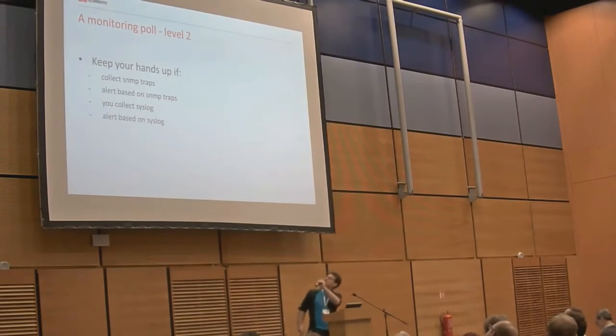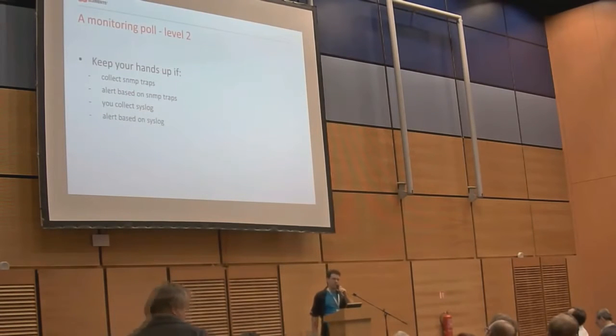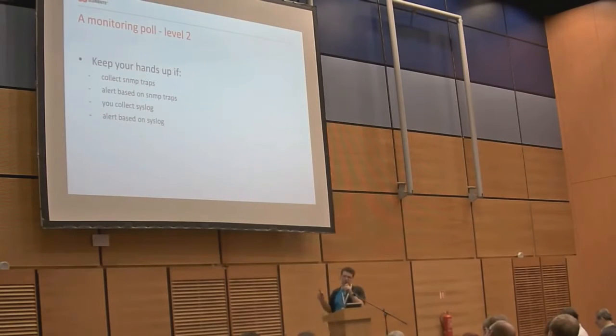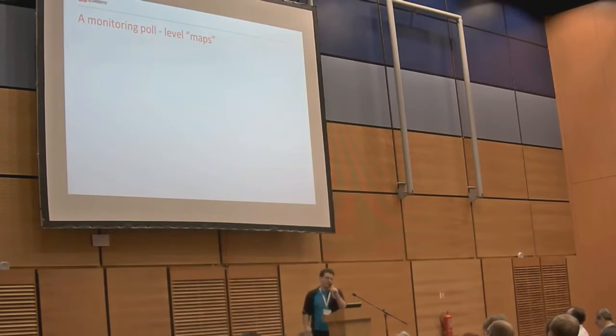So keep your hands up if you collect SNMP traps and alert based on those SNMP traps. And if you collect Syslog and alert based on Syslog. How are we doing? Okay, about 10, 11 people, I would guess. Okay, so that was level 2. And the special level, level maps. So how many of you actually have maps of your network?